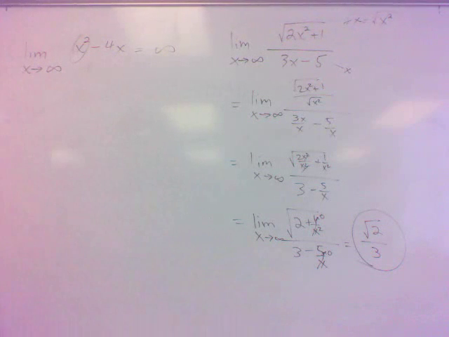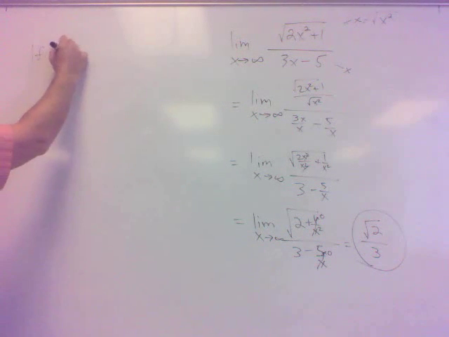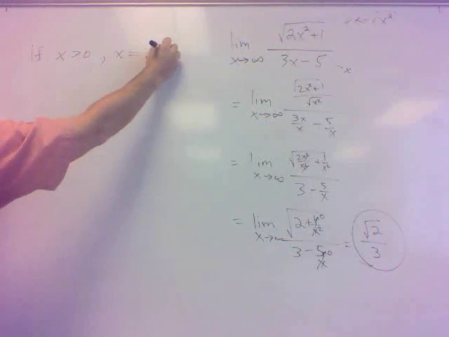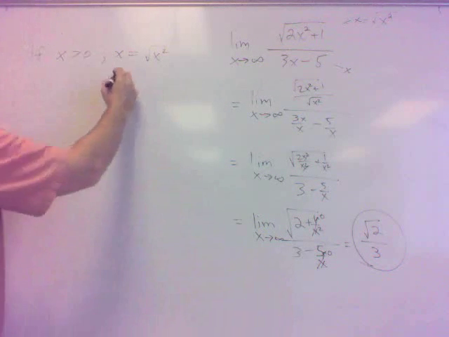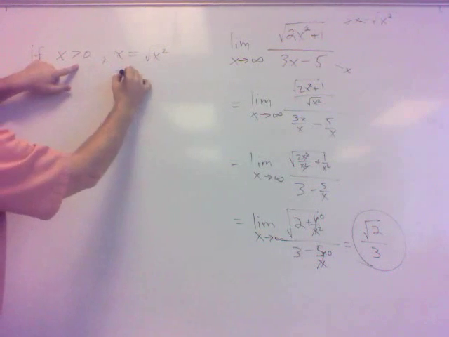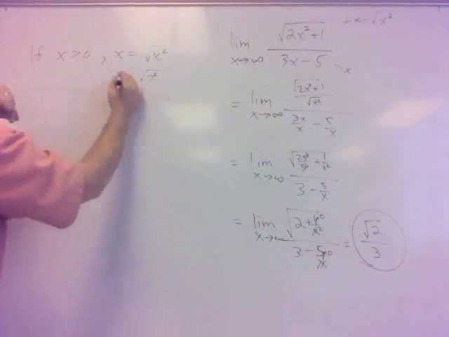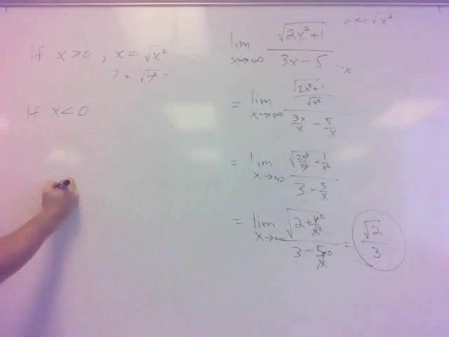Now there is a slight little problem. Let's talk about that. If your x is bigger than 0, then x is equal to the square root of x squared. Because think about it, if your number x is 7, doesn't that equal the square root of 7 squared? Yeah, it does. Okay, so that's true. However, if x is less than 0, let's think about that.